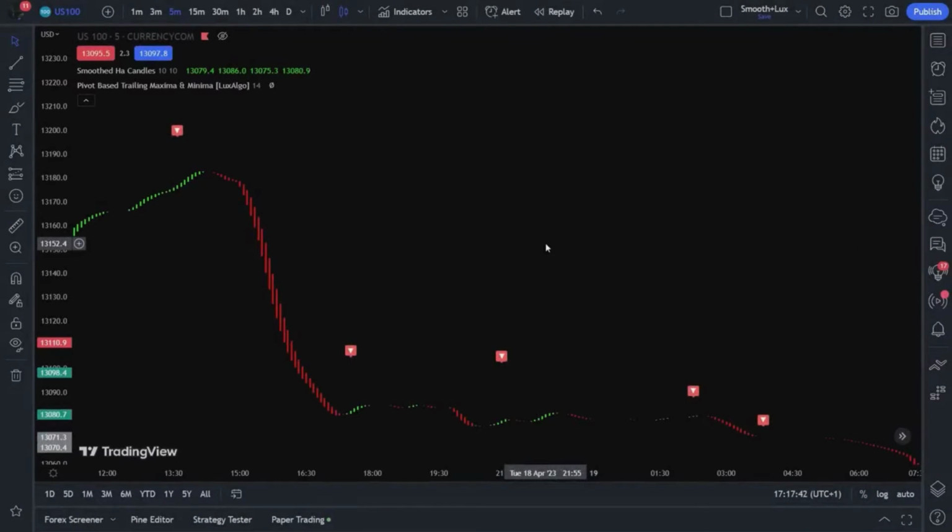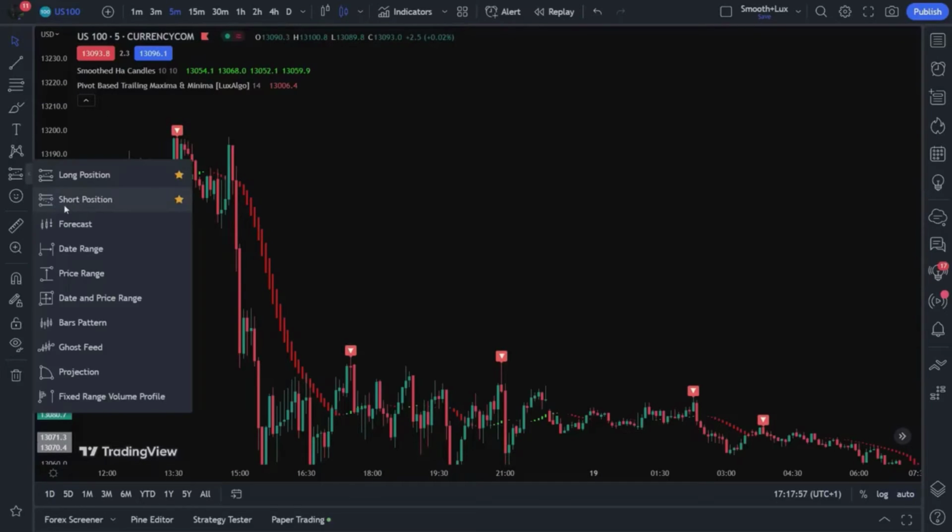Our requirements for short positions are as follows. First, we must have a red signal given by the pivot-based trailing indicator. Secondly, the Smoothed Heiken Ashy Candles must be red and downtrending. If both requirements are met, we can take a short position.